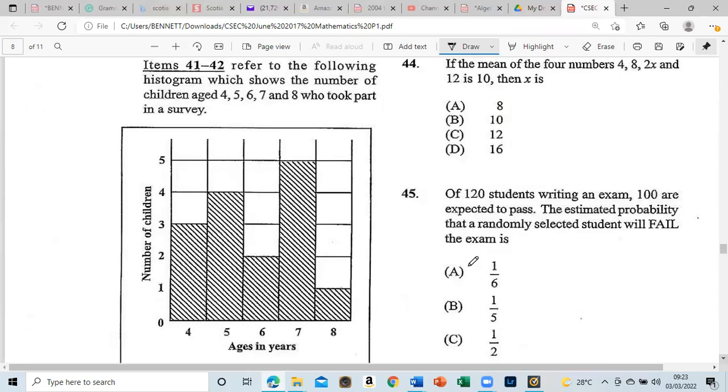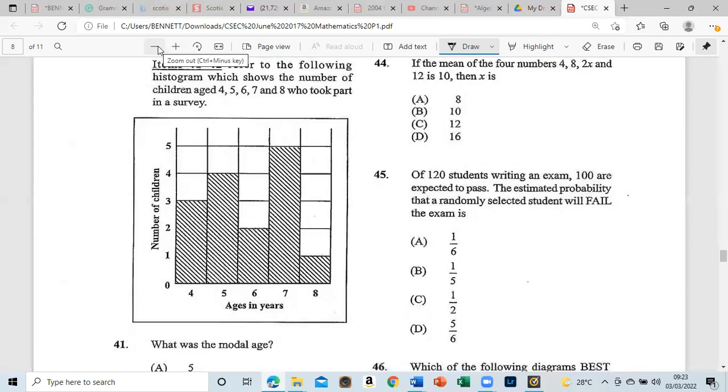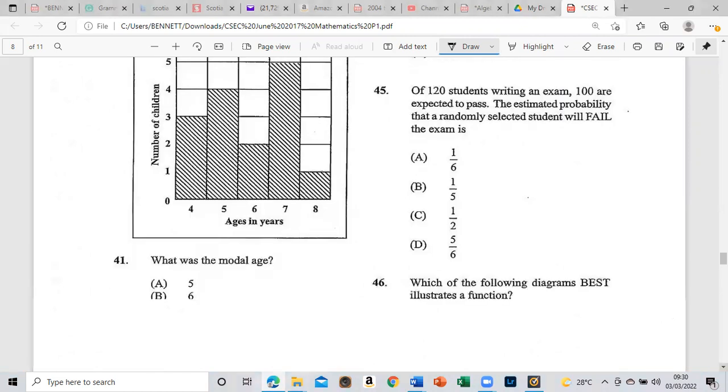Items 41 and 42 refer to the following. Let me just zoom in a bit so you guys can see. Alright, let's look at 41. It refers to the following histogram, which shows the number of children aged 4, 5, 6, 7 and 8 that took part in a survey. The ages are here, and the number of children are here. What is the modal age? The modal age will be the tallest bar, so that is 7.